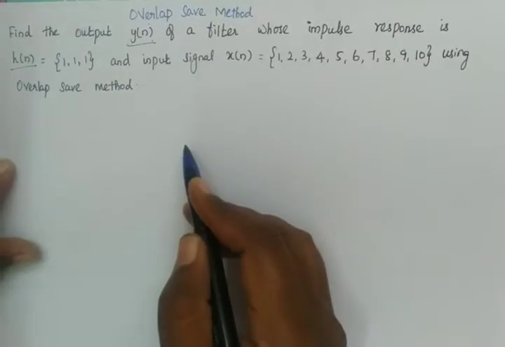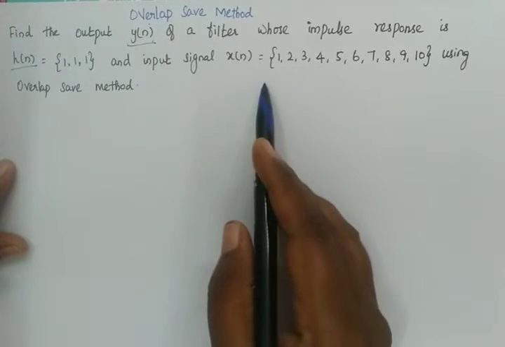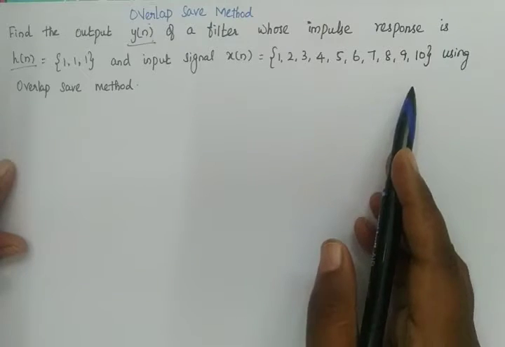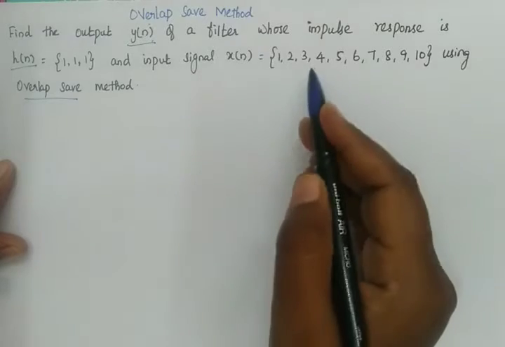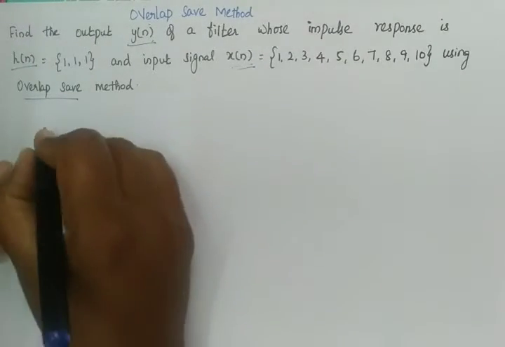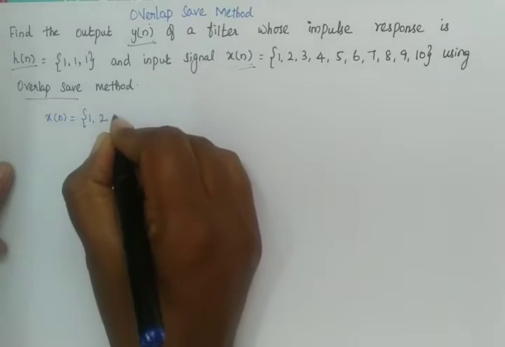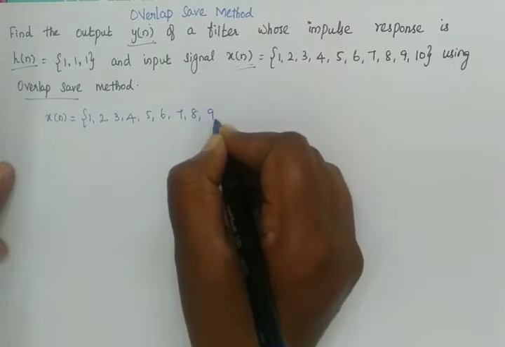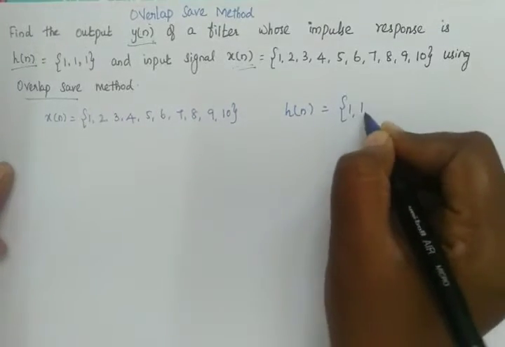Here h of n is equal to 1, 1, 1 and the input signal x of n is equal to 1, 2, 3, 4, 5, 6, 7, 8, 9, 10, using the overlap save method. Previously we have solved the same x of n and h of n for the overlap add method. So what is given here? x of n is equal to 1, 2, 3, 4, 5, 6, 7, 8, 9, 10 and h of n is equal to 1, 1, 1.